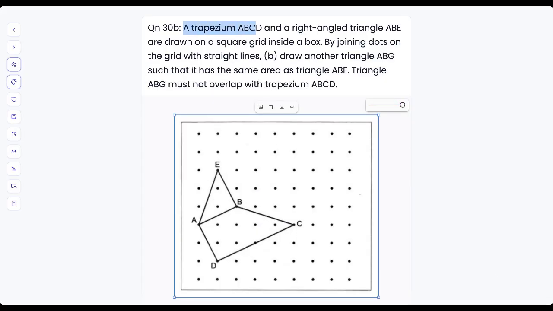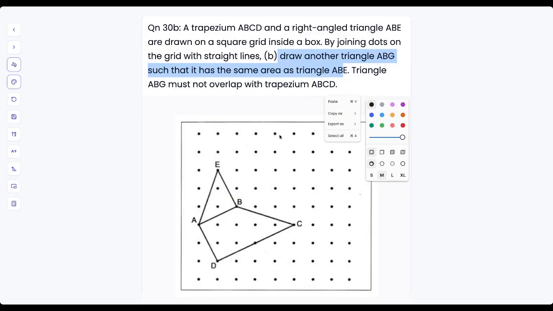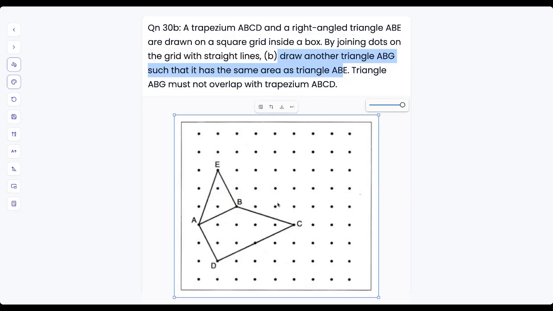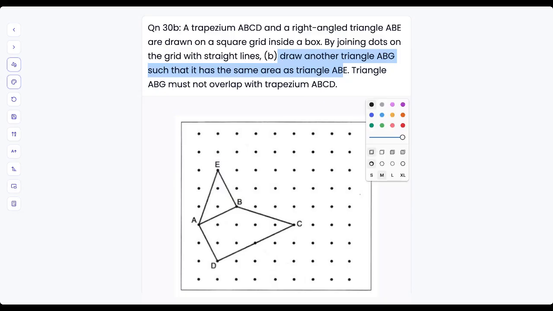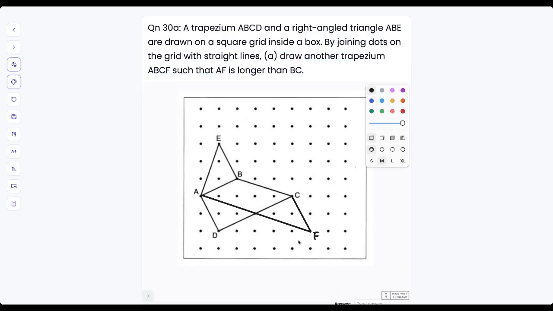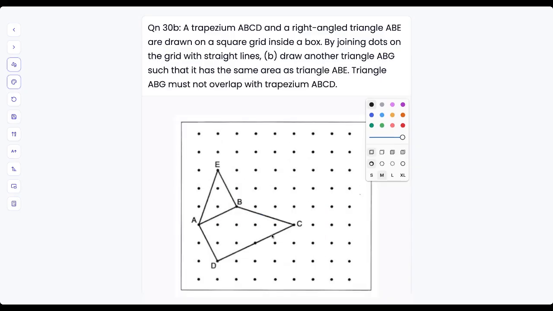Question B, a trapezium. Same thing, but we need to draw another triangle ABG such that it has the same area as triangle ABE. ABG is the same as ABE. So for this, let me just lock this. We had a trapezium earlier, so I'm just going to copy and paste this over here. So AF is like this. So how do you measure ABE, which is this thing over here? This ABE.